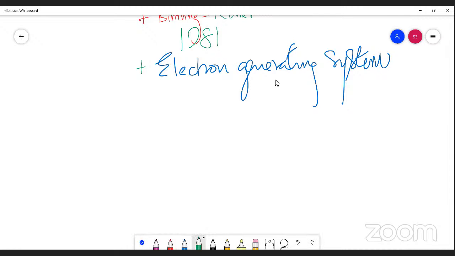And one more, it also consists of an electron condenser. It also possesses an electron condenser.